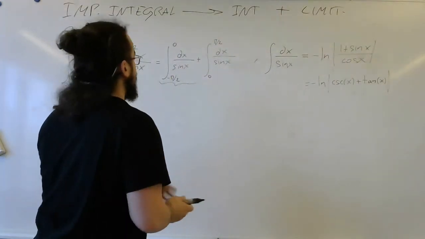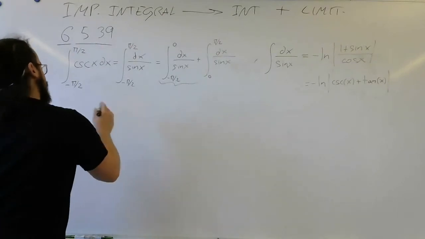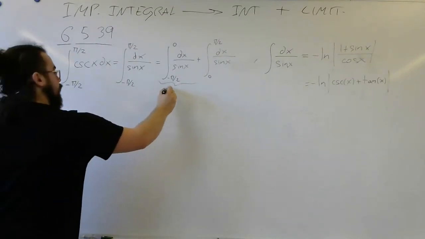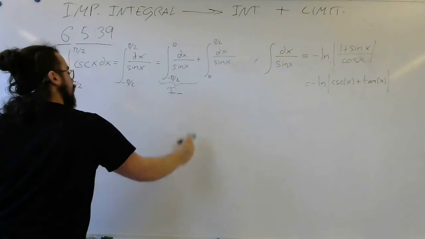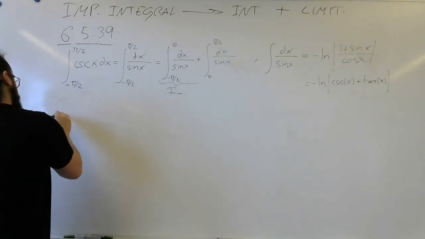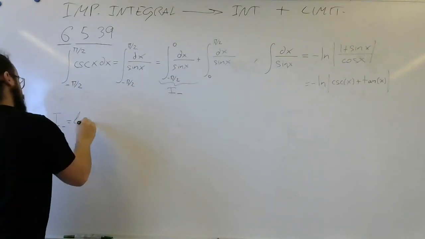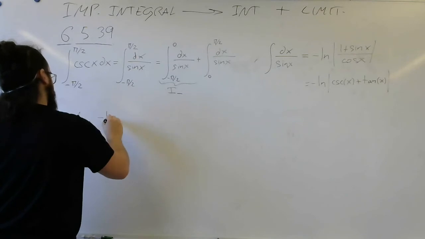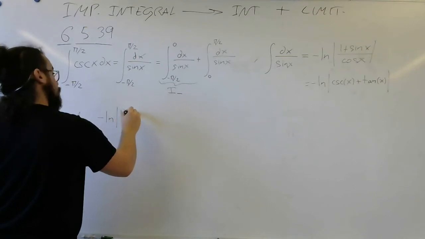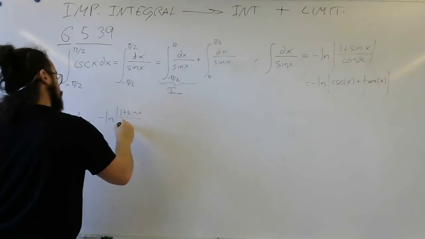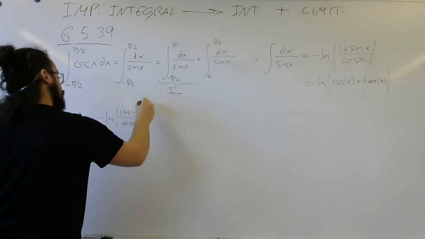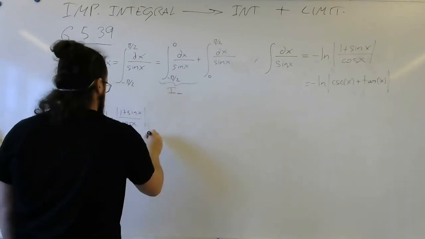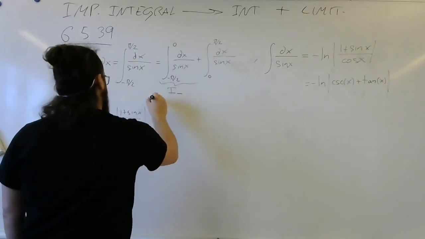So if we believe that, first of all, our I minus that we are going to call is the limit when the greater bound tends to 0, evaluated between minus pi halves and n.